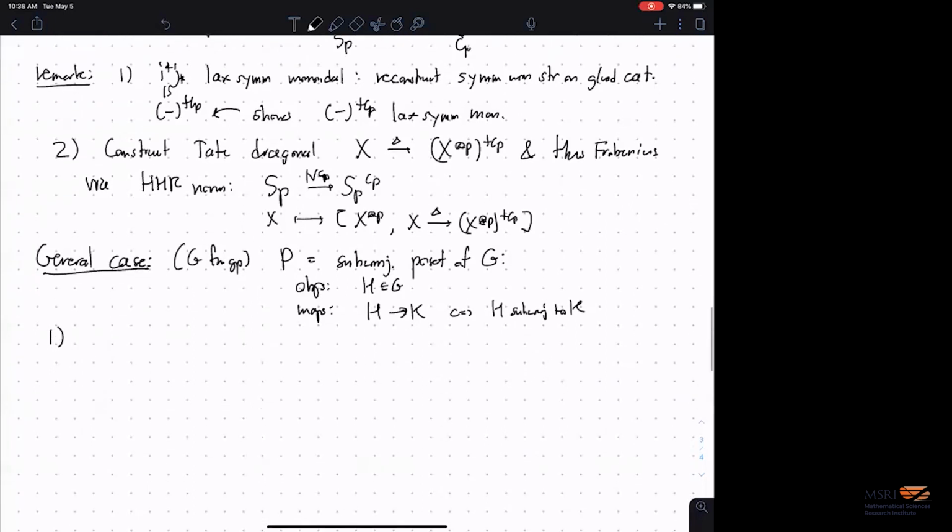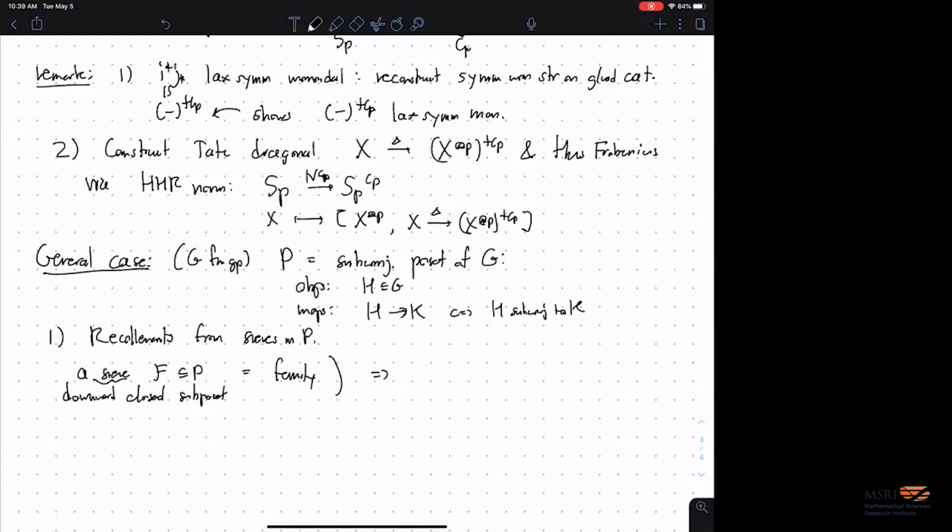So the first order of business is to explain how to more generally get recollements from sieves in P. So a sieve F in P, that is to say, if you don't know this terminology, a downward closed subposet, is what is usually called a family in this setting. This determines a functor, that is to say a map of posets from P to Δ^1, whose fiber over 0 is F. And conversely, such functors are clearly in bijective correspondence with sieves.